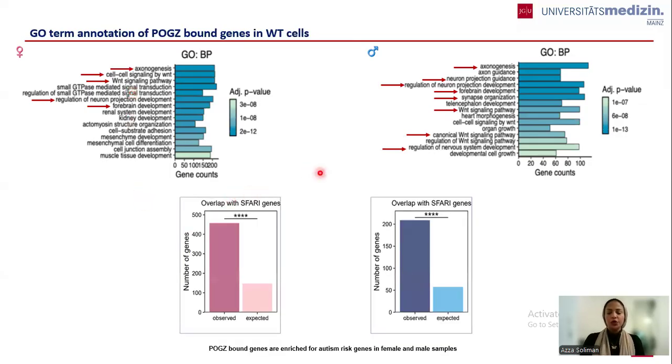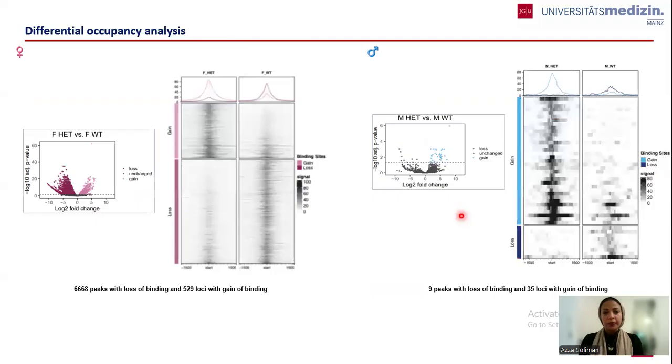We also looked at whether those POGZ-bound genes intersect with the SFARI genes, and we could see that the POGZ-bound genes are enriched for the autism risk genes, significantly higher than what is expected in the female cell line and in the male cell line.